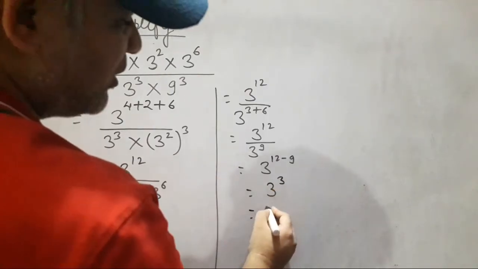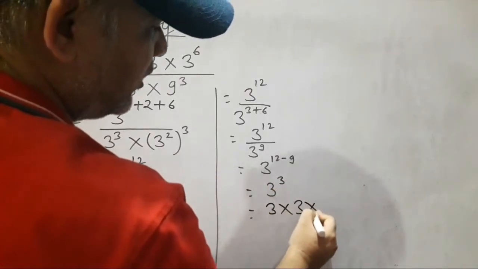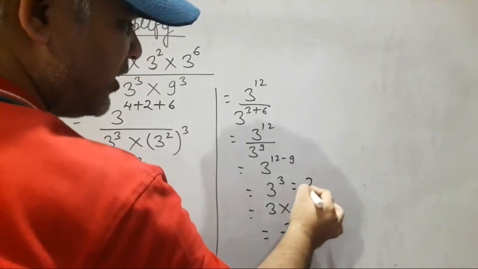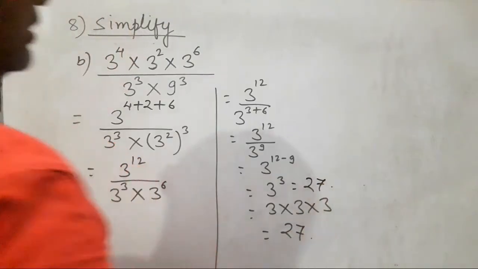So 3 power 3 can be written as 3 into 3 into 3 equal to 27. Or you can directly write here 3 power 3 equal to 27. It does not matter.